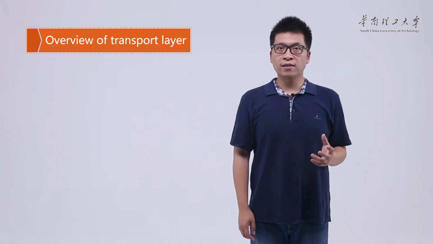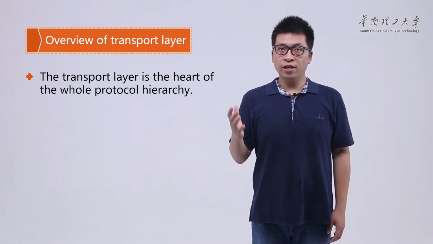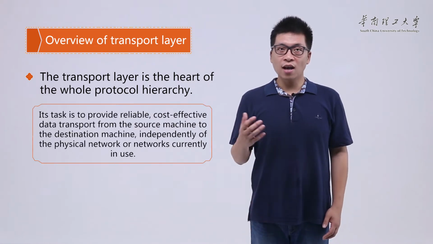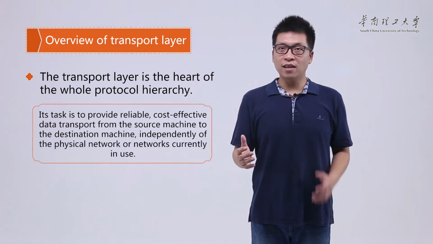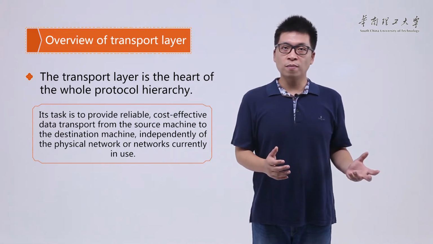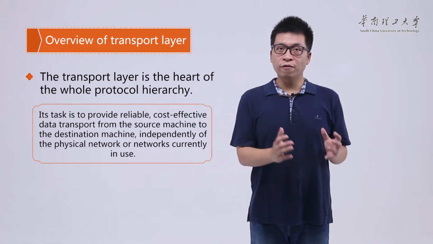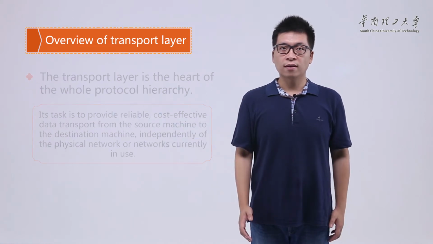In this section, we are going to have a brief introduction to the transport layer. We first try to look at the overview of the transport layer. The transport layer is the heart of the whole protocol hierarchy. Its task is to provide reliable, cost-effective data transport from the source machine to the destination machine, independently of the physical network or networks currently in use.